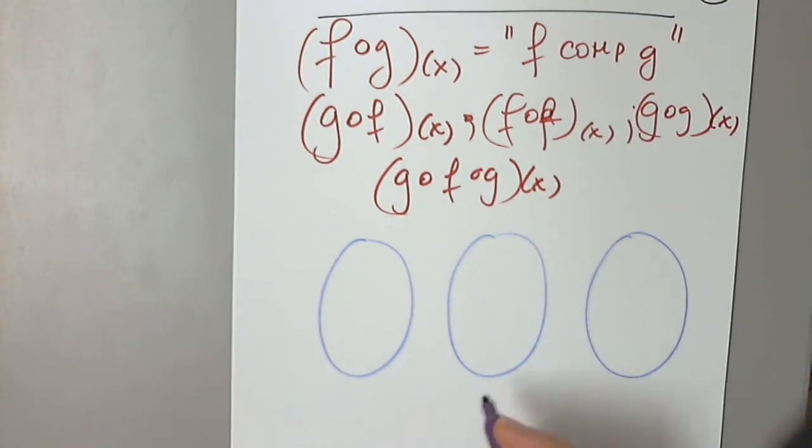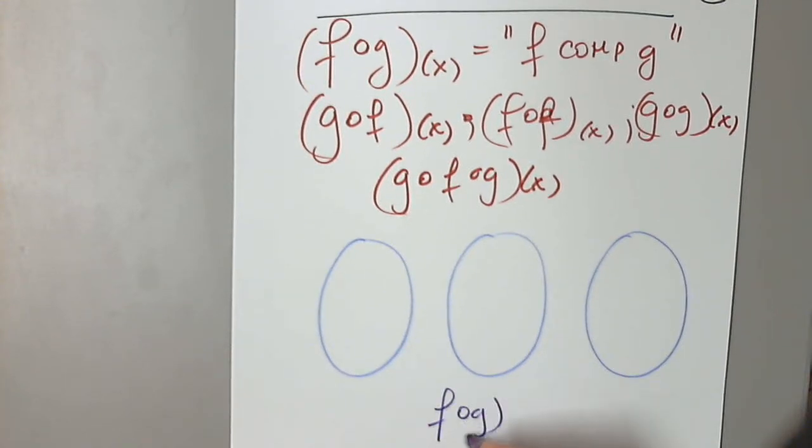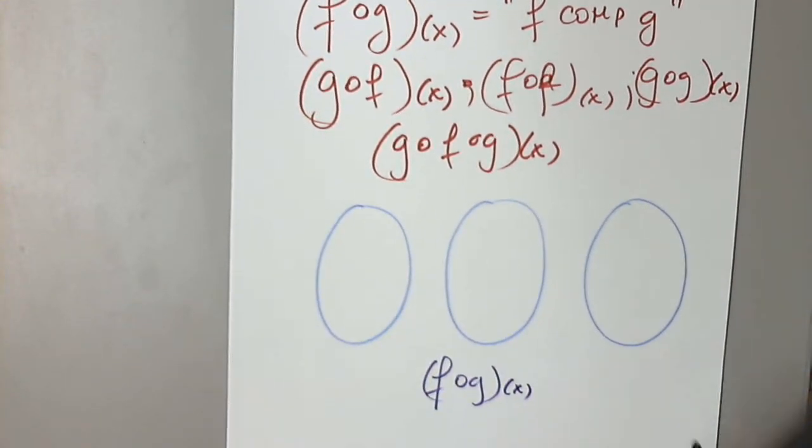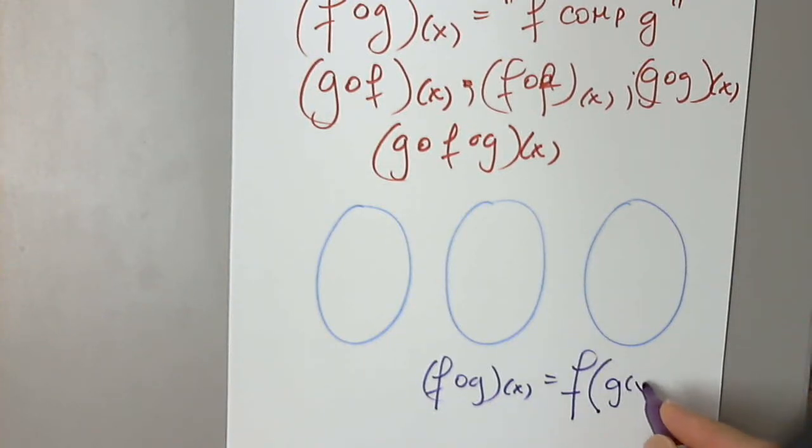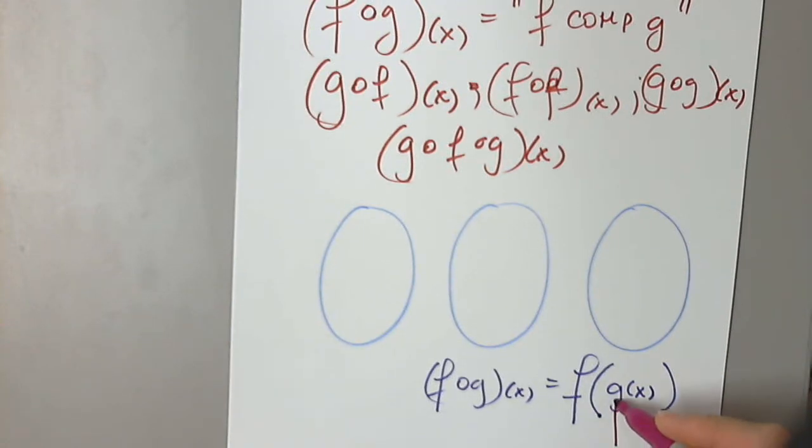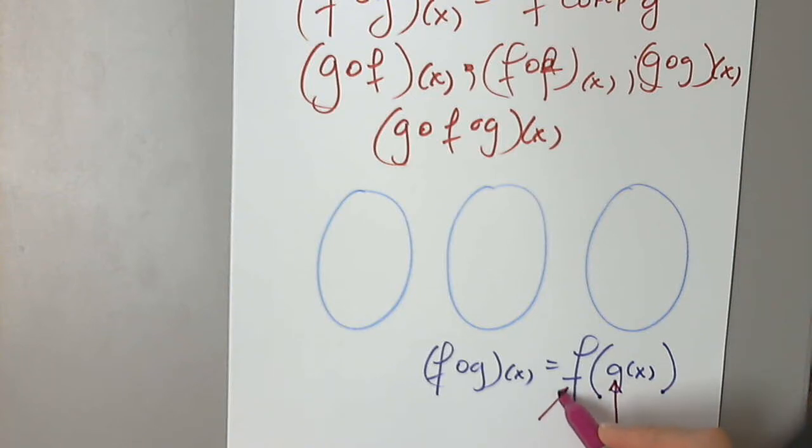So, let's take a look at this time at 3 bubbles. And we want to define f comp g. By definition, this is f of g of x. So from the very beginning, I would like to establish what this function is called and what this function is called.